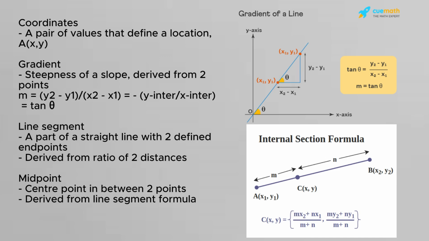For midpoint, it is a center in between 2 points with equidistant distance from the 2 points. You can derive it using the line segment formula.